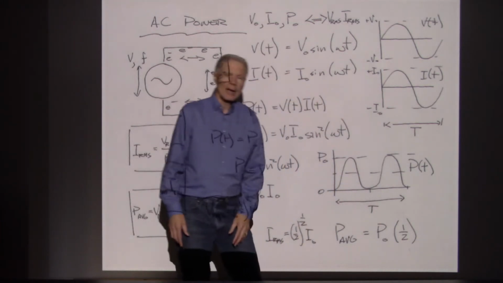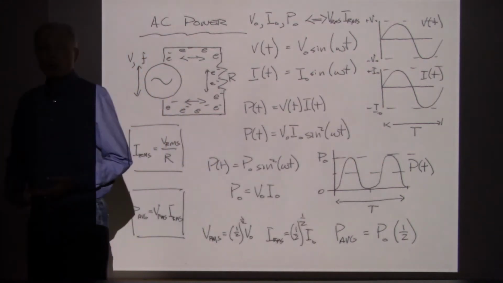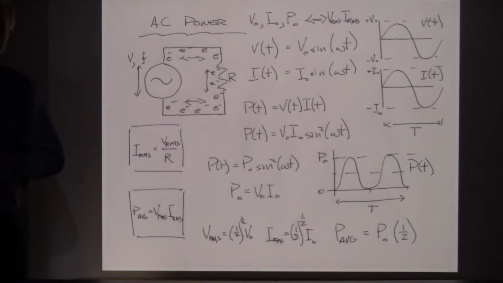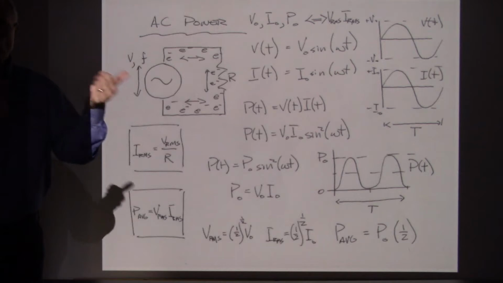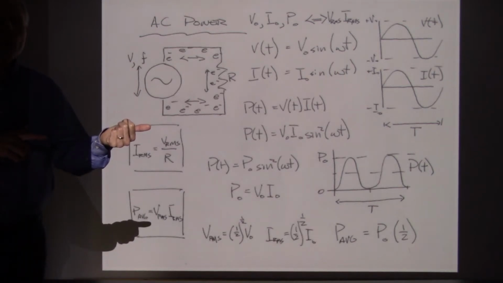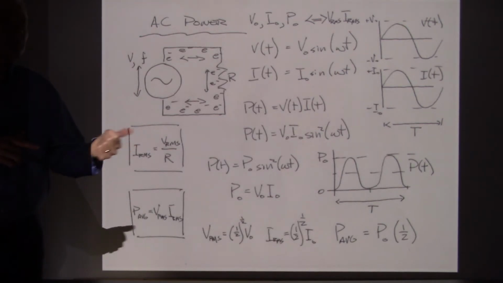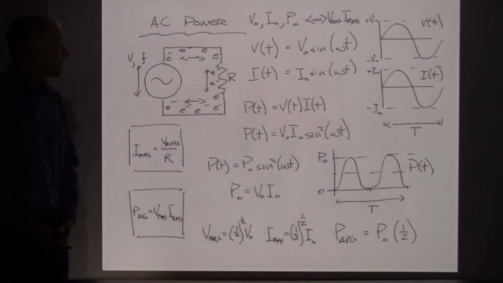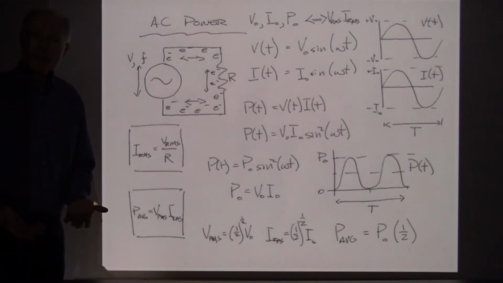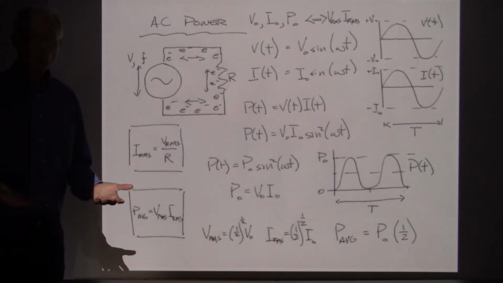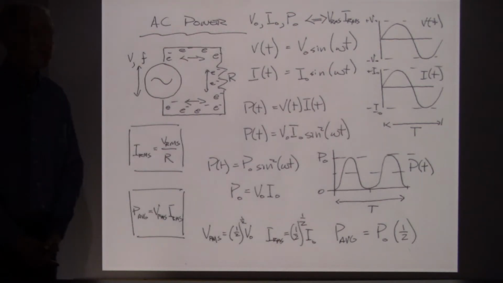And when I look at appliances, they're rated in terms of their average power. So if I see a toaster and it says it's 800 watts, that 800 watts is an average power. The peak power would be twice as much. The peak power would be 1600 watts. And so the idea is we want to be able to have an average power so that we can quickly do energy calculations.